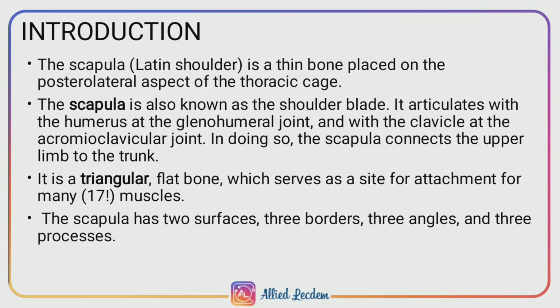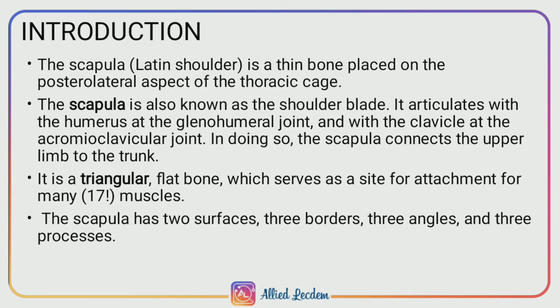The scapula is a thin bone placed on the posterior lateral aspect of the thoracic cage, which is also known as the shoulder blade. It articulates with the humerus at the glenohumeral joint and with the clavicle at the acromioclavicular joint. In doing so, the scapula connects the upper limb to the trunk, and it is a triangular flat bone which serves as a site for attachment for many muscles. The scapula has two surfaces, three borders, three angles and three processes, which we'll see in detail in the forthcoming slides.